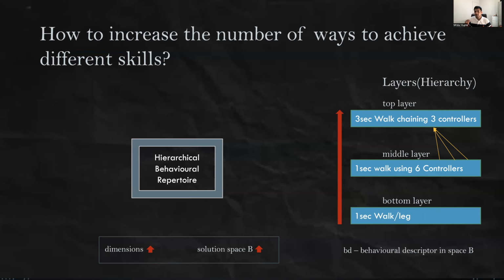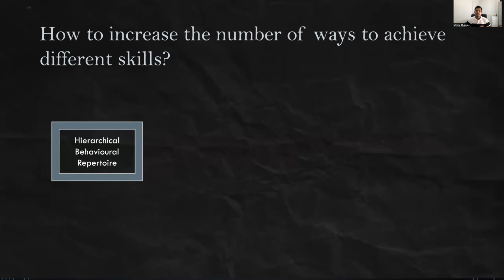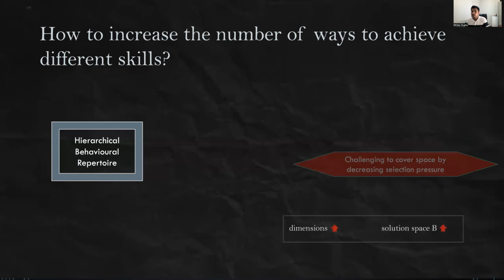And behavioral descriptors such as all the variables or dimensions in the middle layer and top layer, if they're increased, we have more number of set of skills, we have more number of ways to modify a particular set of skill. Now, this is one way, but does it have any negatives or positives?